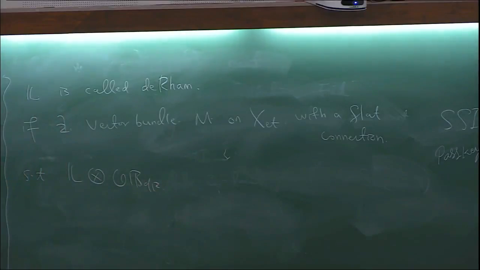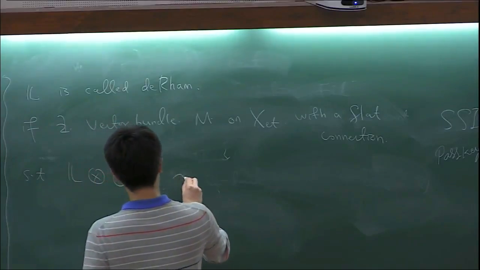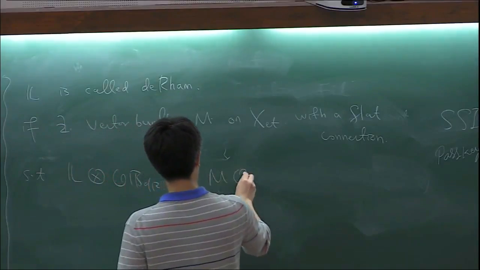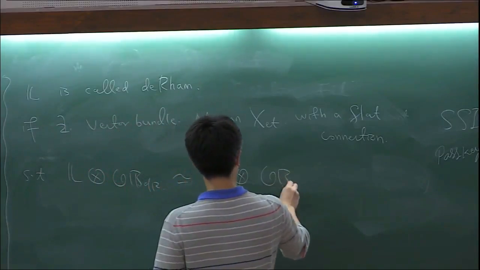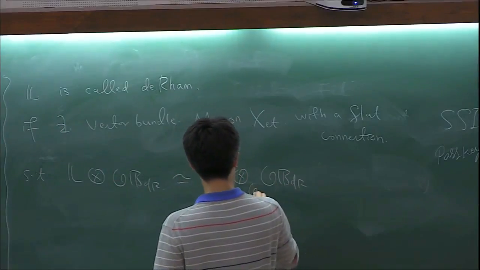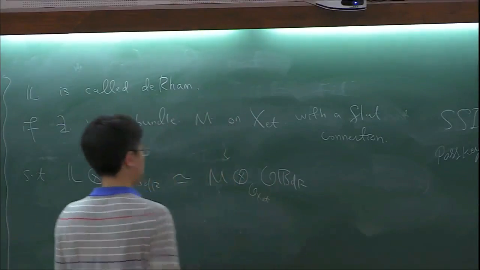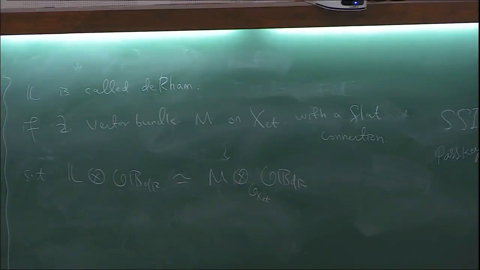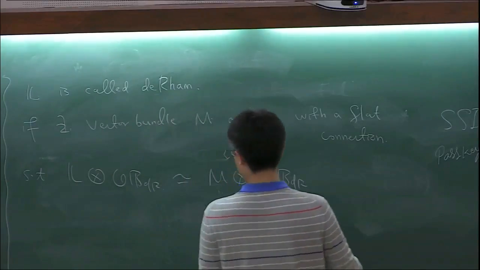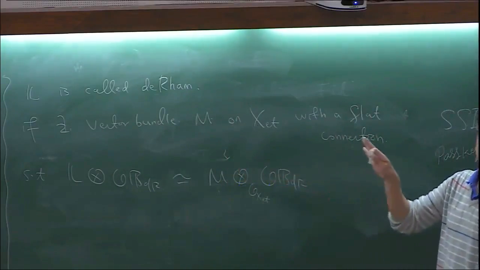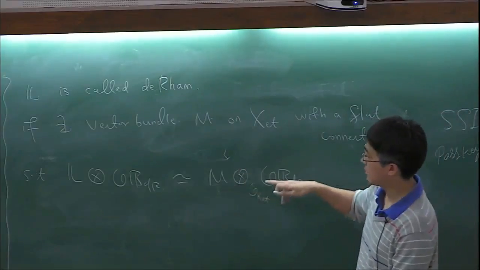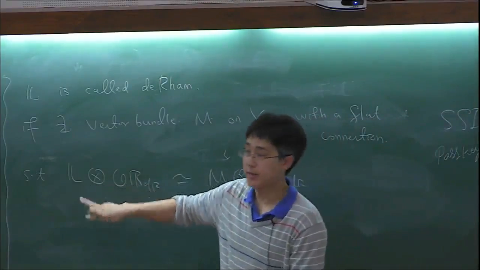Okay, it just means we pull back this L to the pro-étale side first. You can either write L or L hat, it doesn't matter. It's isomorphic to this M tensor with this O\mathbb{B}_{dR}. This tensor is over O_X, if you pull back M to the pro-étale side. With respect to the connection, because both sides have connections. This has the tensor product connection, and this connection is the trivial thing.